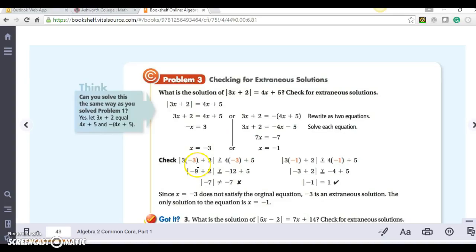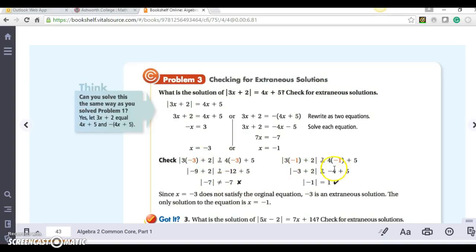Now plug it back in. I get 3 times -3 plus 2, -9 plus 2, -7. So it should equal 7, correct? Here when I plug it in, I get -3 plus 5, -12 plus 5, -7. Well, it can't equal negative, so this is an extraneous solution. -3 is an extraneous solution.